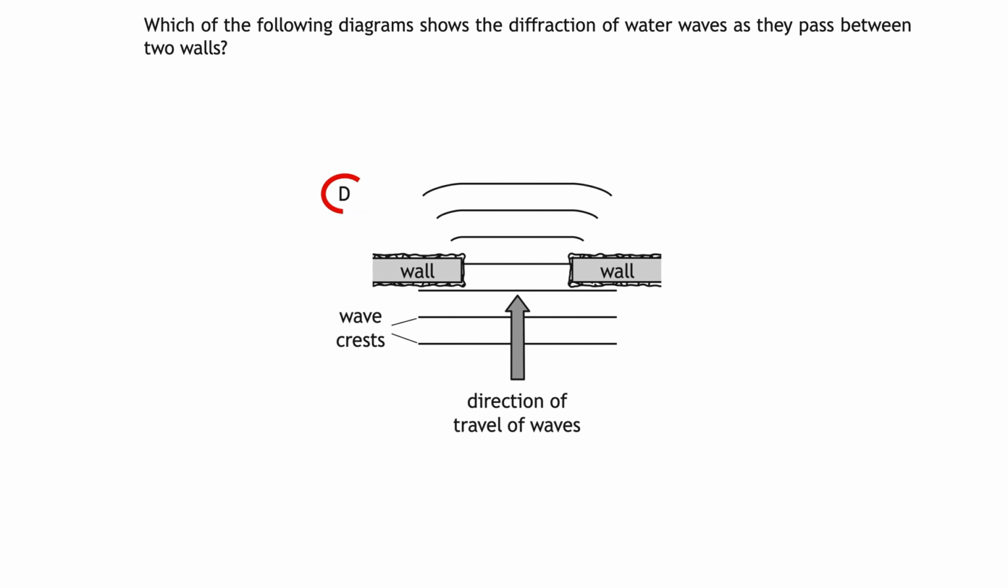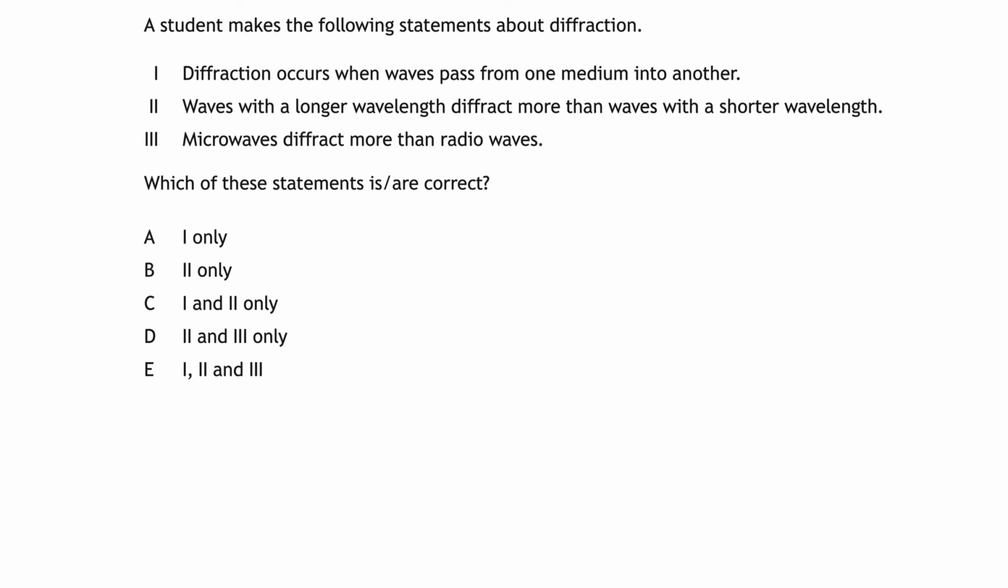Now it's time for another diffraction question, but you'll also need to remember your electromagnetic spectrum from before. A student makes the following statements about diffraction. 1. Diffraction occurs when waves pass from one medium into another. 2. Waves with a longer wavelength diffract more than waves with a shorter wavelength. And 3. Microwaves diffract more than radio waves. Which of these statements is or are correct?